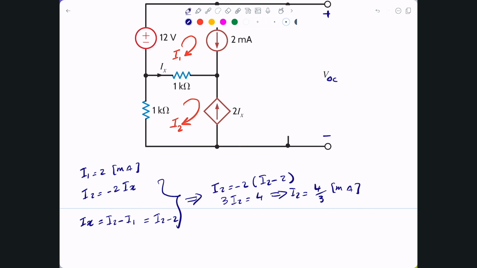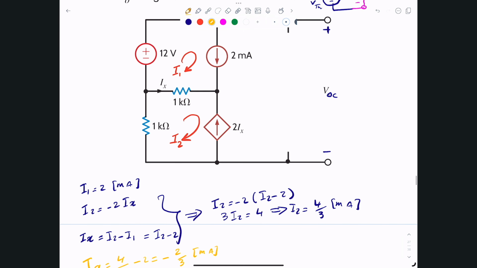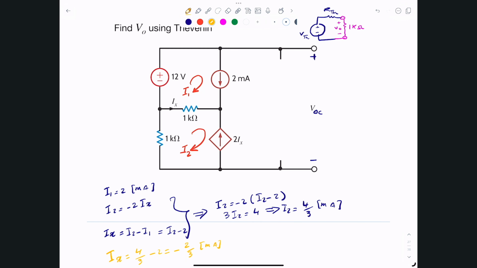Of course, I can figure out the value of Ix since I have everything now. I'm just going to write it in here just in case I need it. Ix is simply I2, which is 4 divided by 3 minus 2, which is equal to negative 2 divided by 3 milliamps. So I think we have everything we need to figure out what we are looking for in the circuit. What we're really looking for is the V open circuit in here.